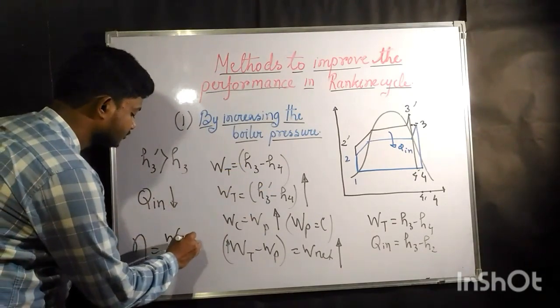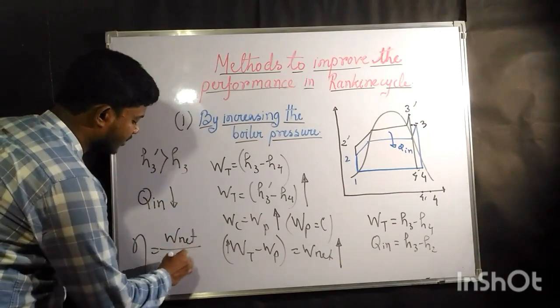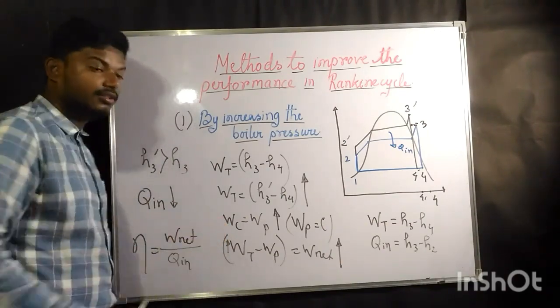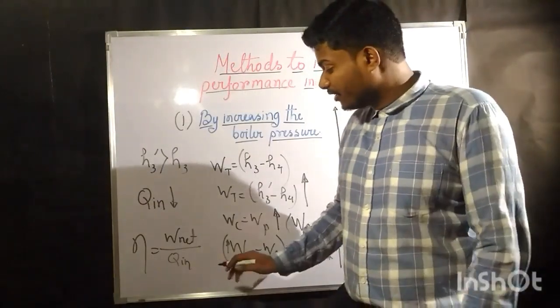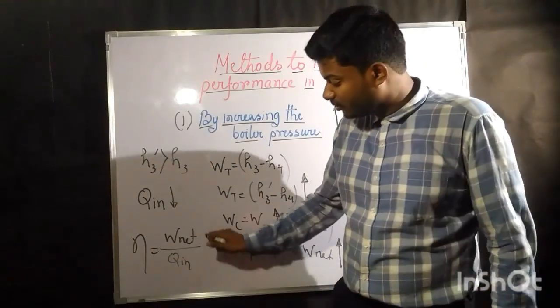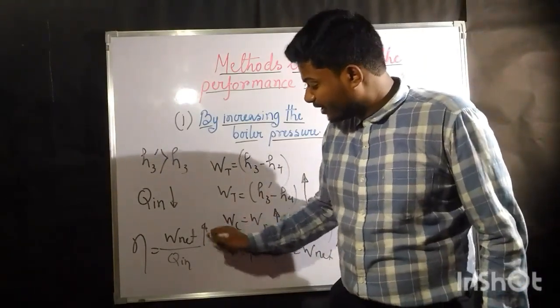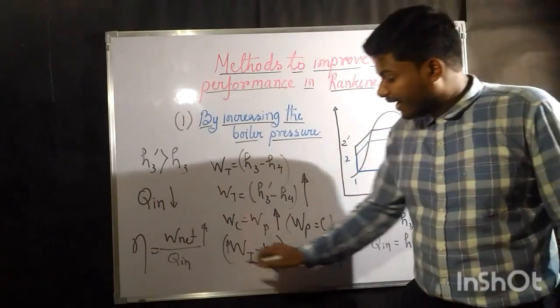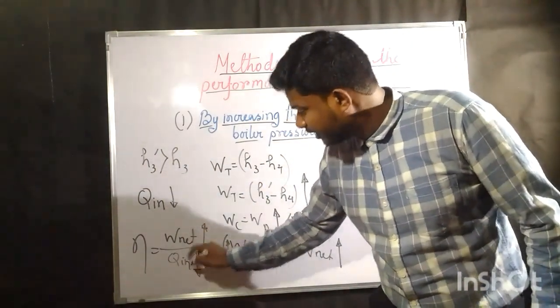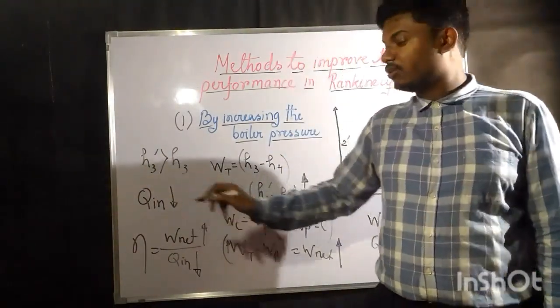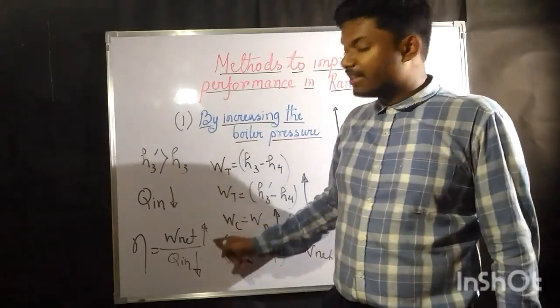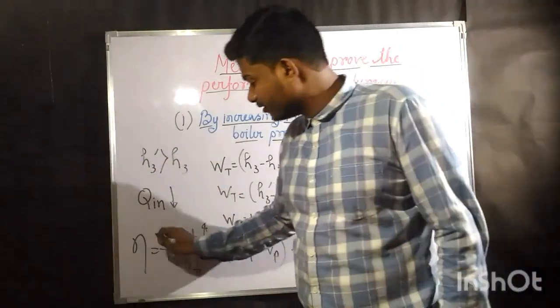W net divided by Q in is going to be your efficiency. Okay, if this is your efficiency, then what is going to happen? Your W net is going to increase and your Q in is going to decrease. So W net is increasing, and heat input is also decreasing.